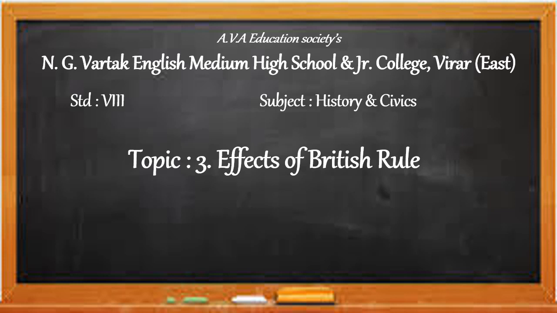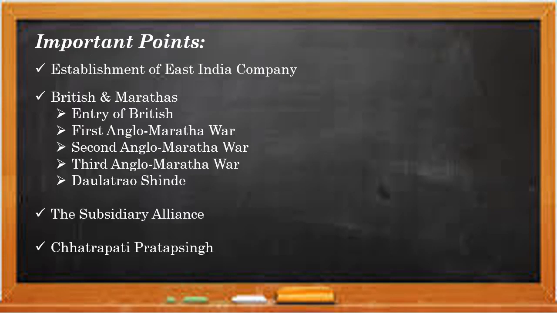But it's been a long time, so I'll start once again with a summary of the first part of effects of British rule. In this first part, I have covered 3 topics: establishment of East India Company, British and Marathas, the subsidiary alliance, and Chhatrapati Pratap Singh.